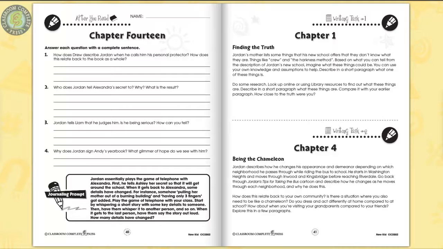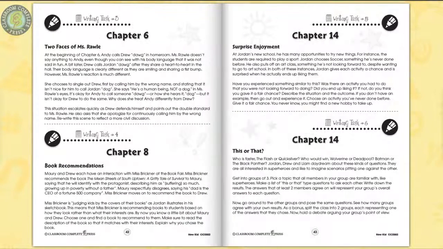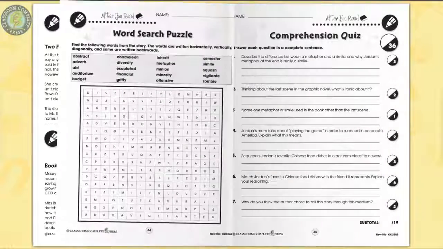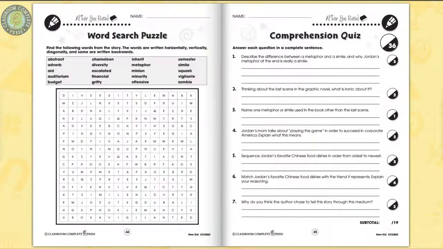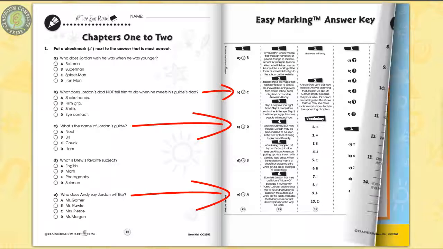Supplement an existing unit with in-depth writing tasks, such as playing a game of this or that, by comparing 2 different things and deciding which is better. A word search puzzle and comprehension quiz ends the unit. The easy marking answer key works by lining up perfectly with the matching question pages.